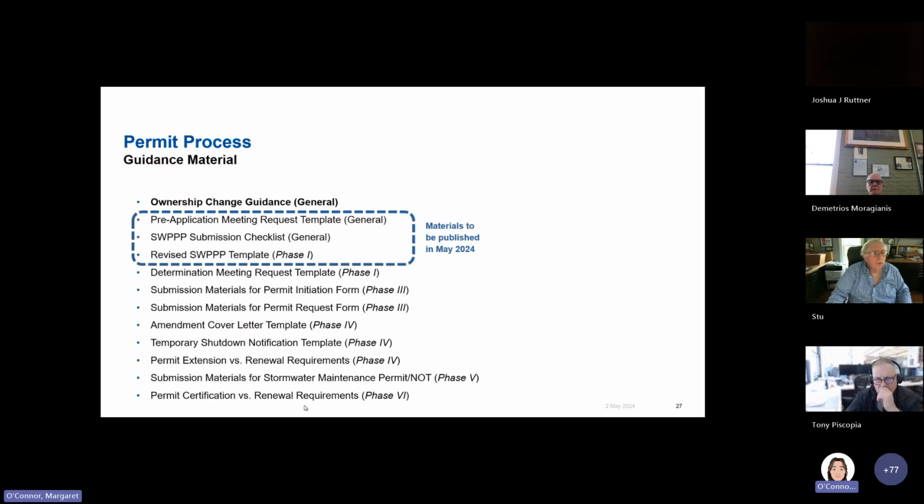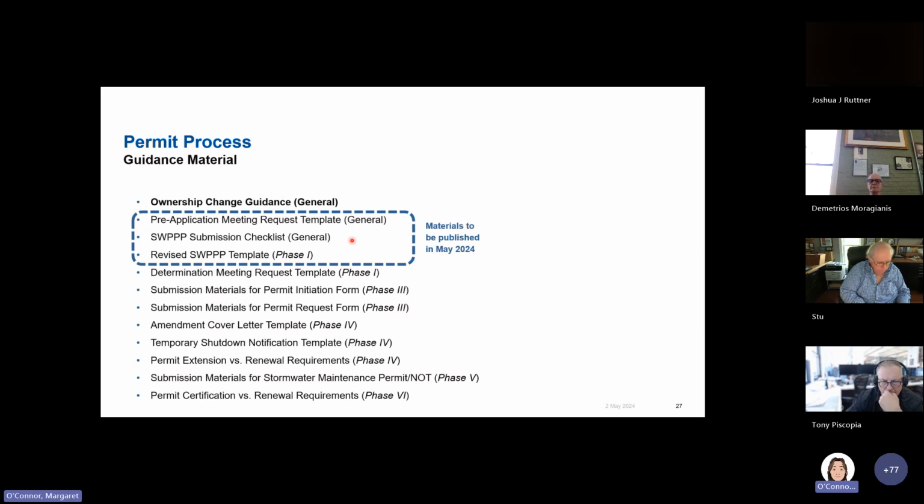If everybody's using the same format, it'll make it a lot easier and quicker, hopefully, for the review staff to get through the projects. So we hope that we did a good enough template to make everybody want to use it. Some of the other information, the checklist and the pre-application meeting requests, I think are also going to really help people get the right information into the right place.